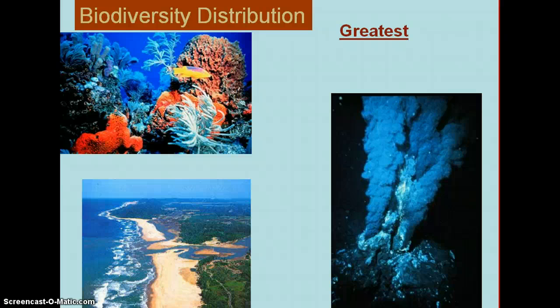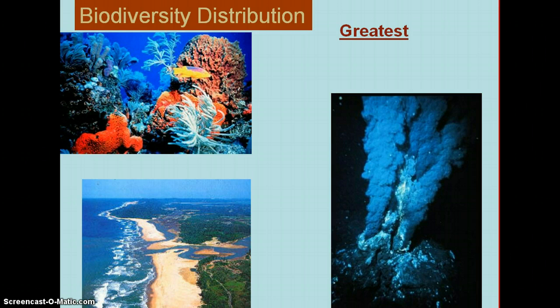So we finished the layers of the ocean, and now we're going to discuss organisms in each layer. What does biodiversity mean anyway? Break up that word for me. Life. Differences, okay? And diversity means variety and amount.